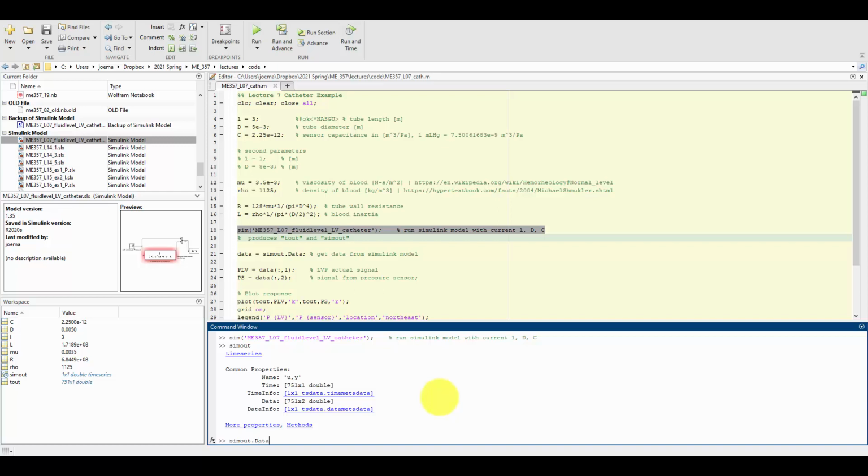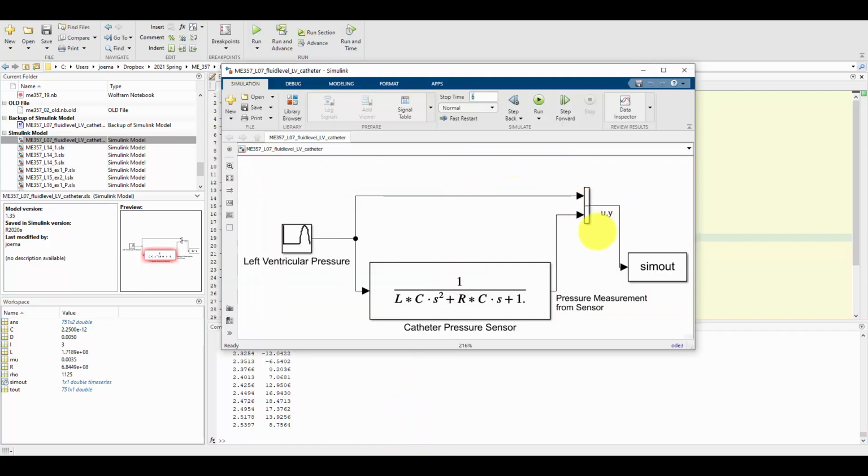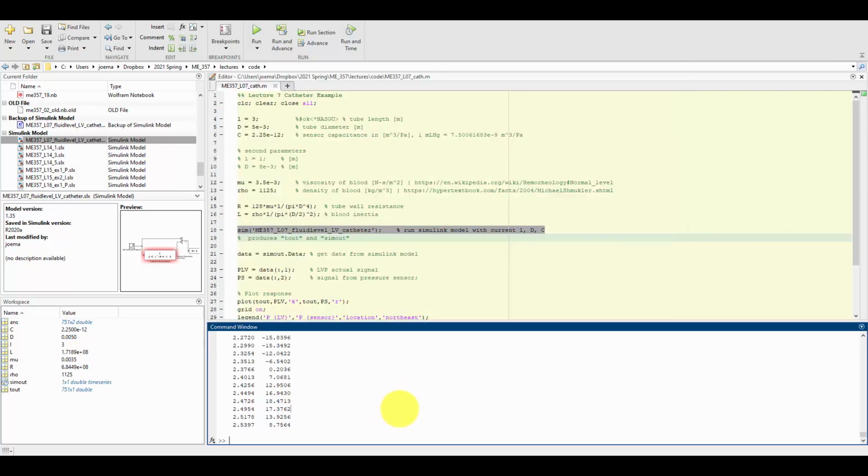So I'm going to type, if I look at simout.data, this is showing me 2 columns of data. And what are they? Each column pertains to one of the things I put into that vector concatenate. The first column of data is the top input into my vector concatenate. And if I track that back, that is the LV pressure, the left ventricular pressure. The second data stream, or the second column of data, is the output from my transfer function. That is what I'm calling PS. That is the pressure that the sensor is measuring. So the order top to bottom of the vector concatenate corresponds left to right, the columns in simout.data.